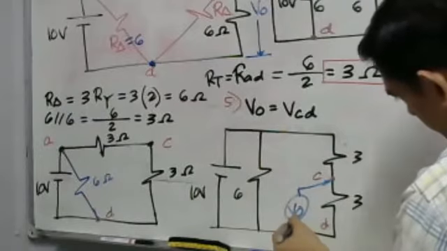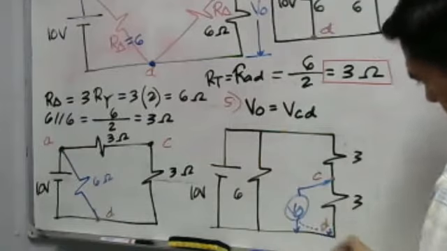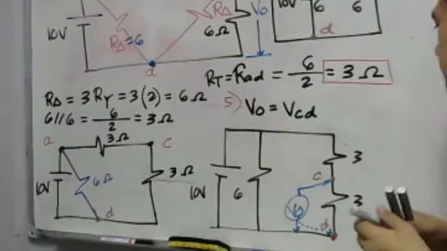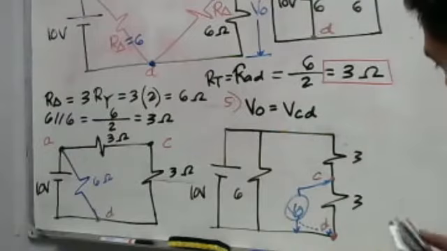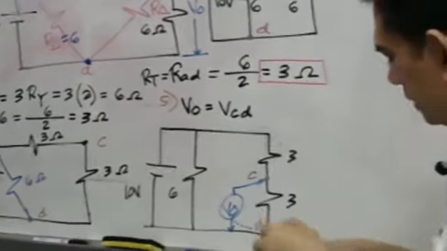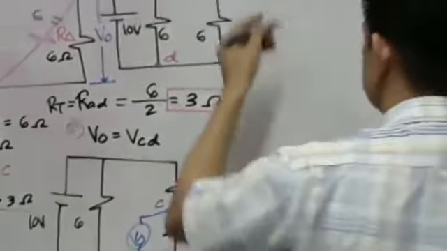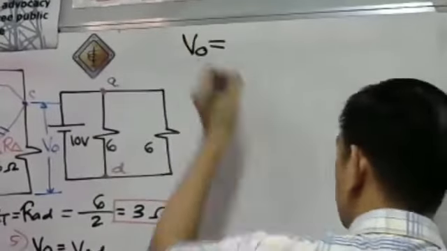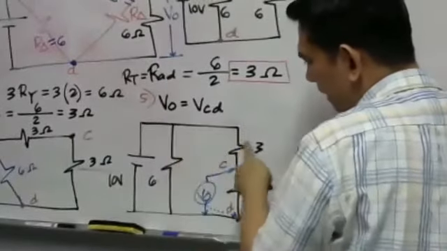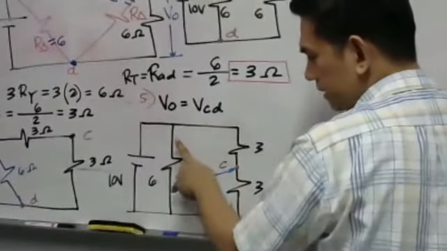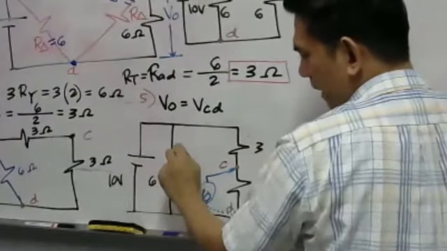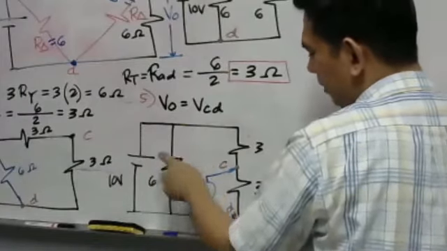Or we can have it here. Just the same. We can use the voltage divider. What is our V sub O? V sub O is equal to the total voltage. Take a look. These two are a purely parallel circuit. So this is 6 ohms, this is another 6 ohms. The voltage here is 10 volts. The voltage here must also be 10 volts, and 10 volts here.